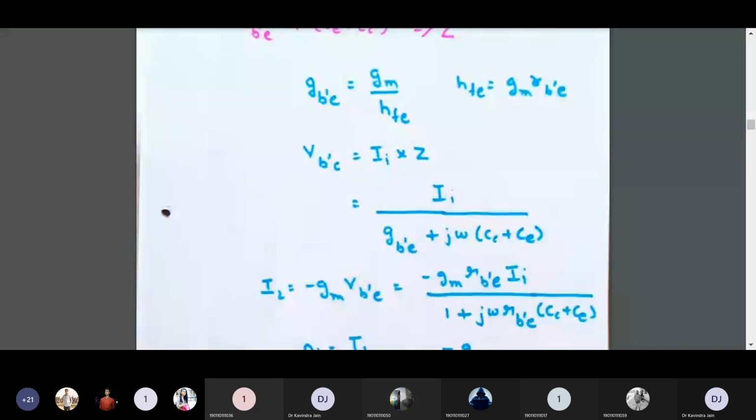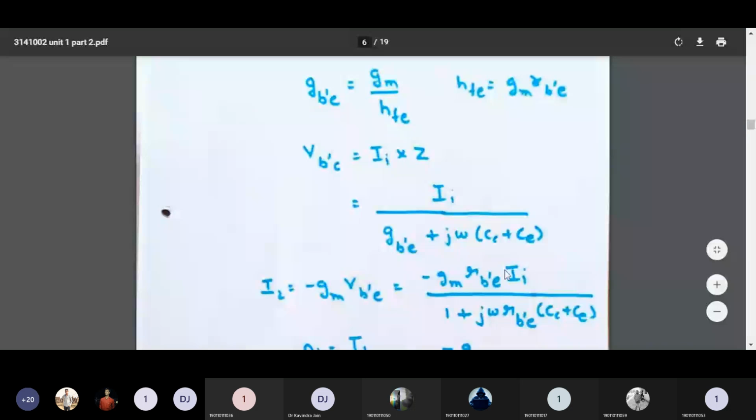Yes, sir. Beta, what have you got in form of IL upon II from this equation? Minus gm rb'e upon 1 plus j omega rb'e (Cc plus Ce). Okay, so this is nothing but the formula of AI. As Antara has just now told, AI is nothing but IL upon II. So if we take this II over here, what is the remaining thing that we have calculated? That is reflected in this particular format.